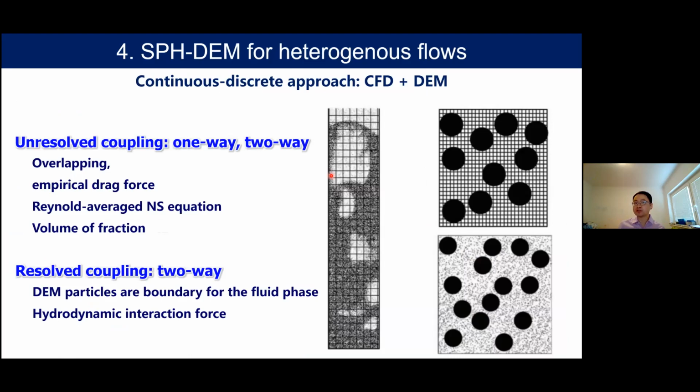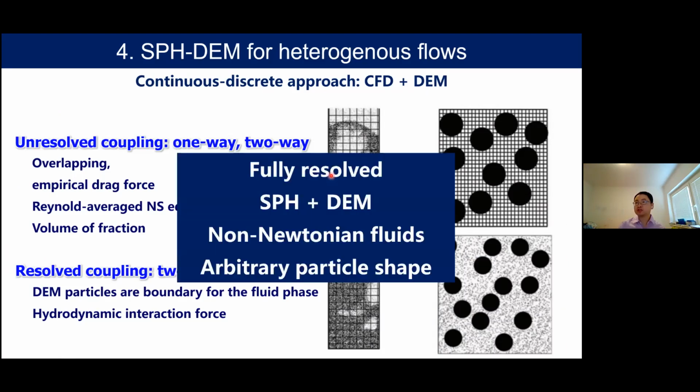This is the most accurate way, and we can accurately capture the hydrodynamic interaction force in the resolved coupling. So we develop a fully resolved SPH-DEM coupling method. The fluid phase, or the continuous phase, is modeled using non-Newtonian fluid, and the large rocks or particles are modeled using a specifically designed discrete method, which can handle arbitrary particle shape.